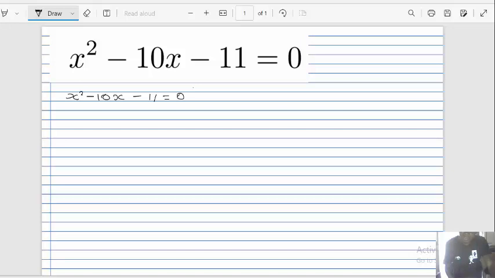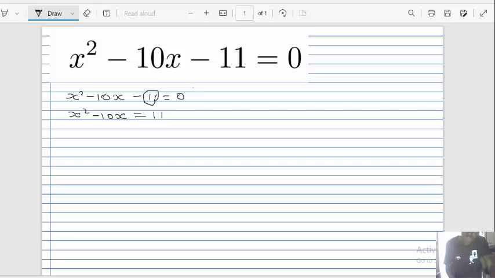Firstly, the first step you would want to do is to transpose the constant. This is the constant here. You transpose it to the right hand side. You will therefore on the left hand side have your x squared minus 10x is equal to 11. Once you have this written down, you can then see that the coefficient of x squared is 1, so it meets the requirement.